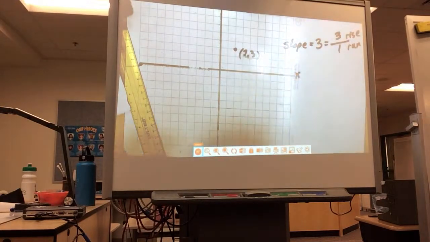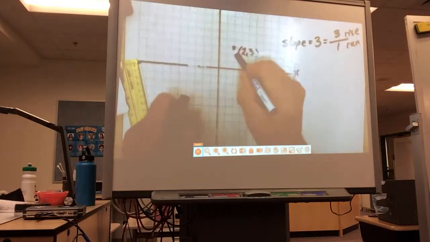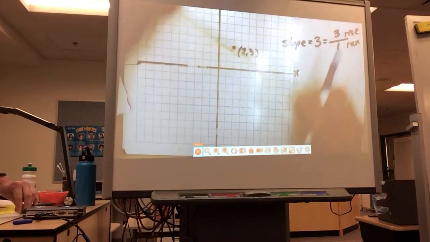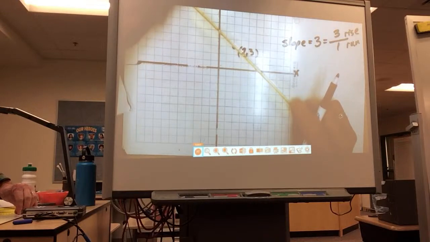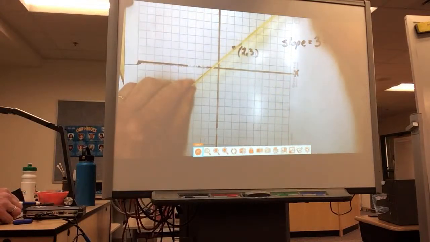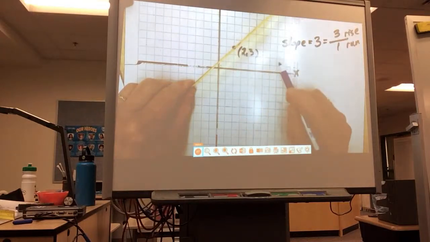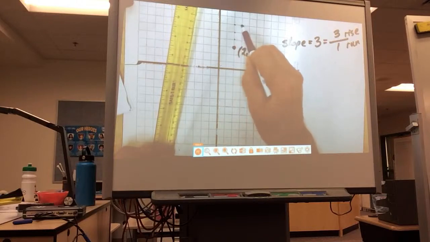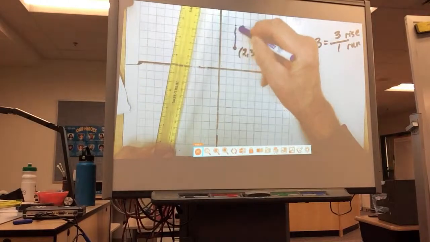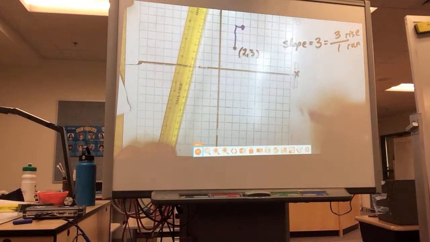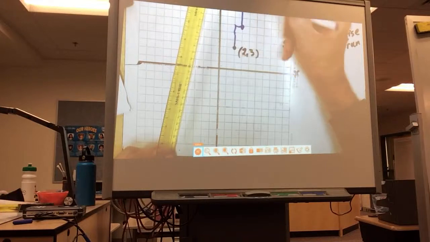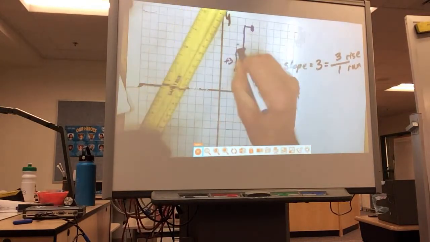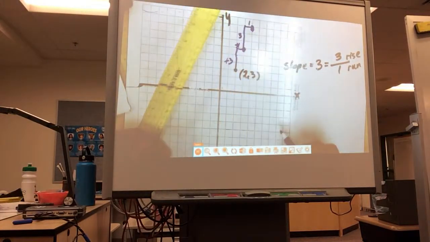So if that's my point right there, 2, 3, and the line goes through here, all we have to think about is, well, if it goes through that, it's not going to be this kind of a line because that's a decreasing slope. It's going to be something like this. And we just have to make sure that when we travel along the line, we go up 3 and over 1 to get to the next point. So you go up 3, you go over 1, you're back on the line. You go up 3, you come back over 1, you're back on the line. So this is plus 3, that's plus 1. Rise of 3, run of 1.